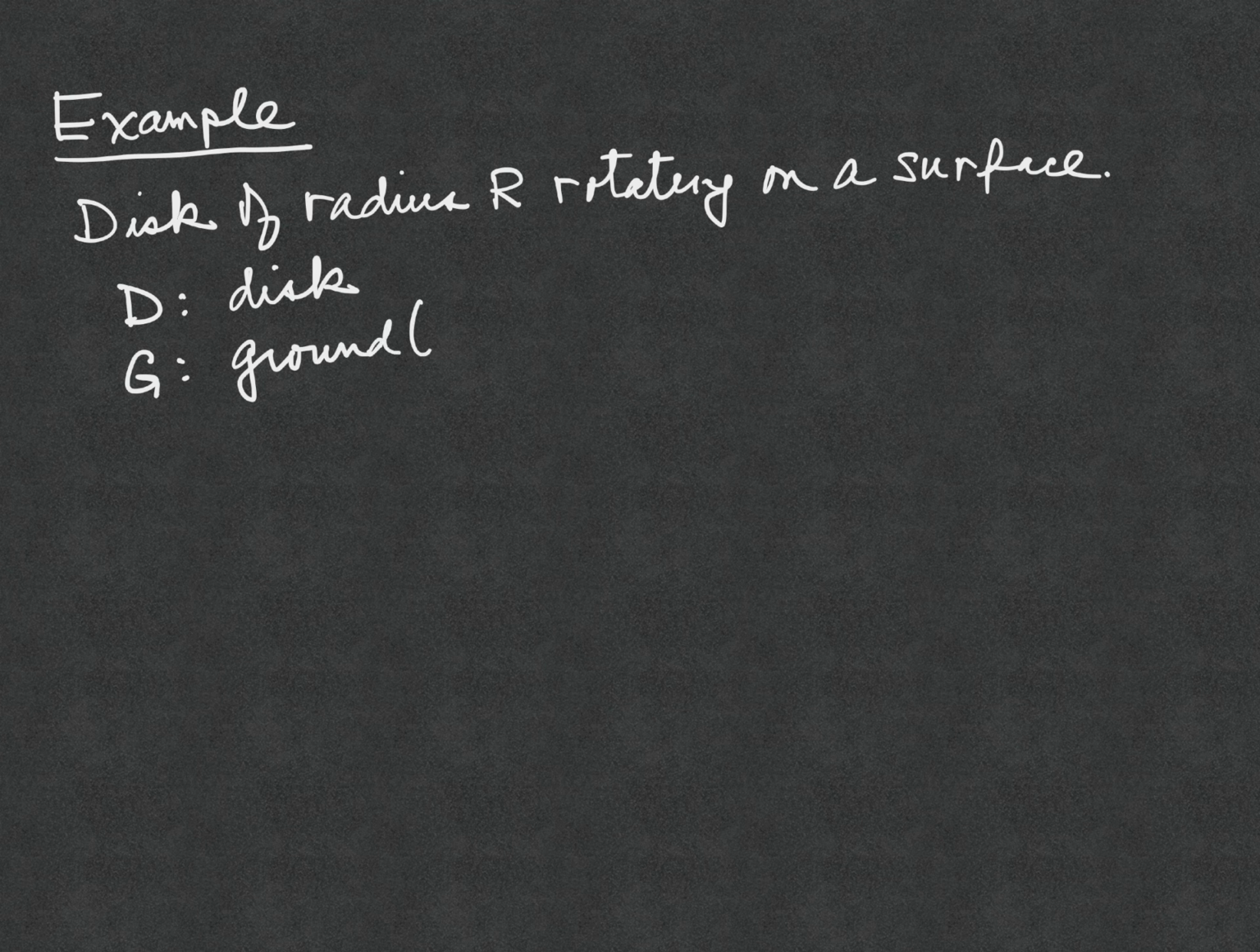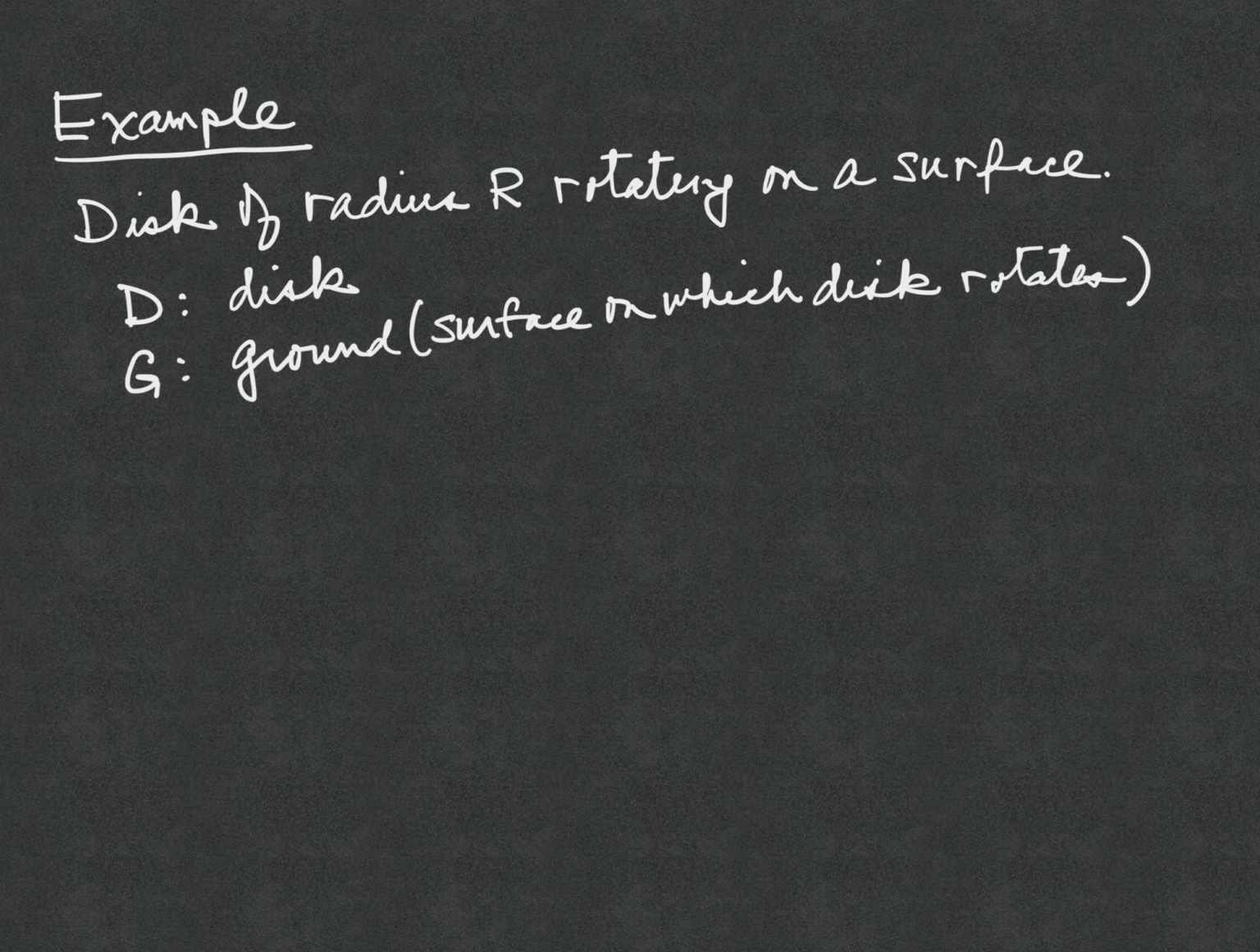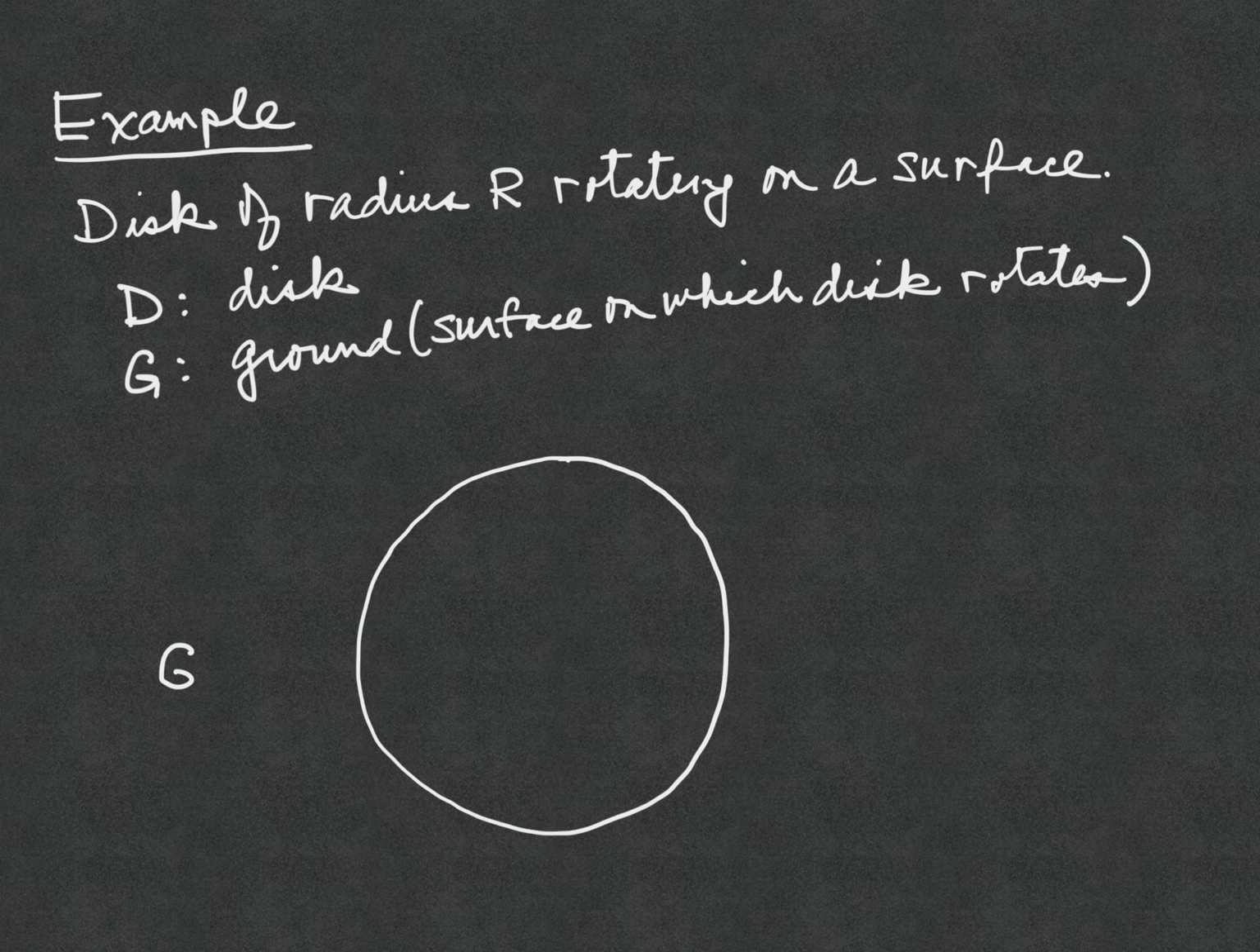And this is what I'm calling the surface. This is the surface on which the disk rotates. Now I'm going to draw the picture that corresponds to this. So here is the disk. So the ground is here. And here is the disk. And I'm going to call the center of the disk O.